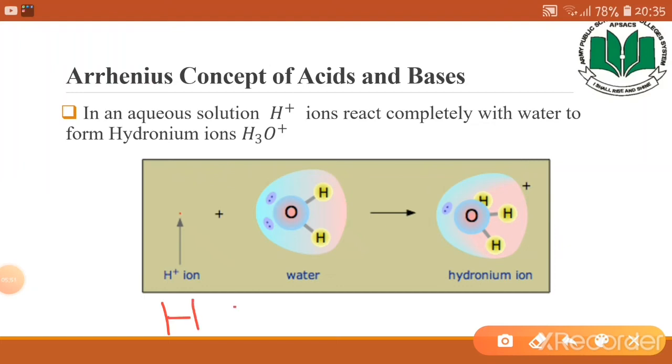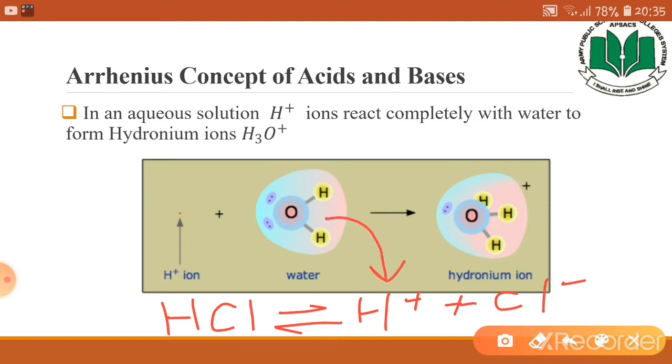For example, when HCl was dissolved in water, it dissociated into hydrogen and chloride ions. Now the water molecule took this proton and converted into the hydronium ion. So all the hydrogen ions that are generated from the acids react with water molecules to form the hydronium ions in the aqueous solution.